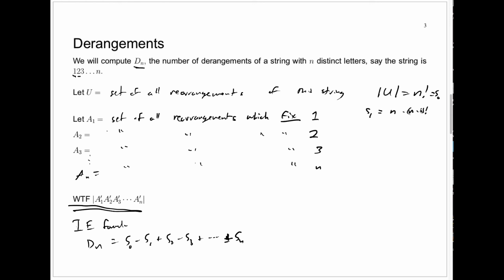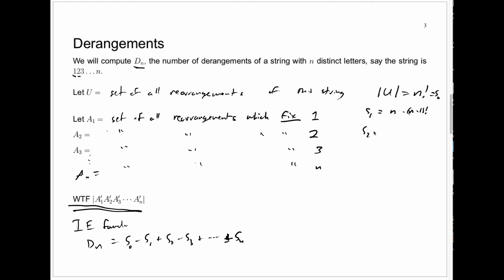N minus 1 factorial because we've insisted, say for A1, that our rearrangements fix the element 1. We just have n minus 1 remaining elements that can be rearranged, and that can be done in n minus 1 factorial ways. The same would be true for A2. You're fixing element 2, but all the other n minus 1 elements can be arranged in n minus 1 factorial ways. So we have n minus 1 factorial elements in each of the sets, A1 through An, the total being n times n minus 1 factorial.